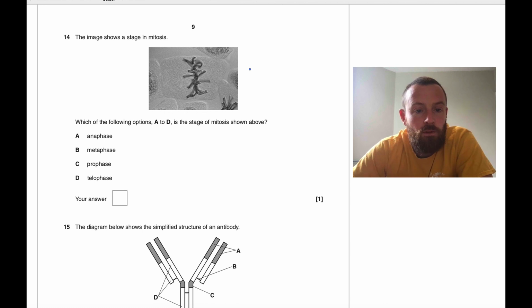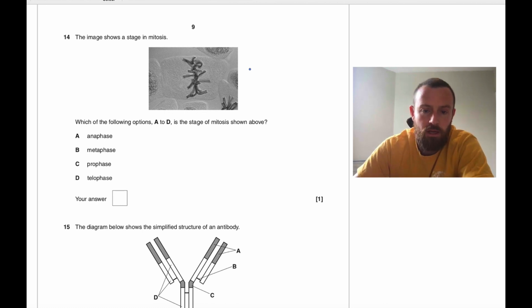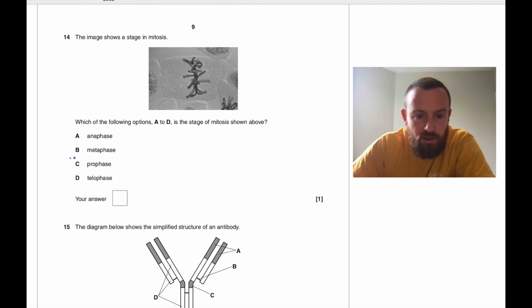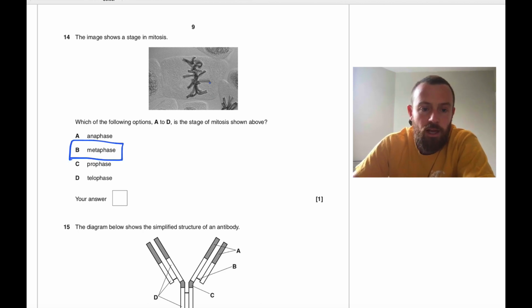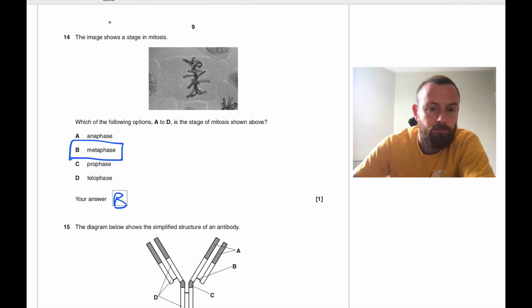14. The image shows stages in mitosis. What have we got here? This looks to me to be quite clearly metaphase, because they're all lining up down the middle. So the answer is B.